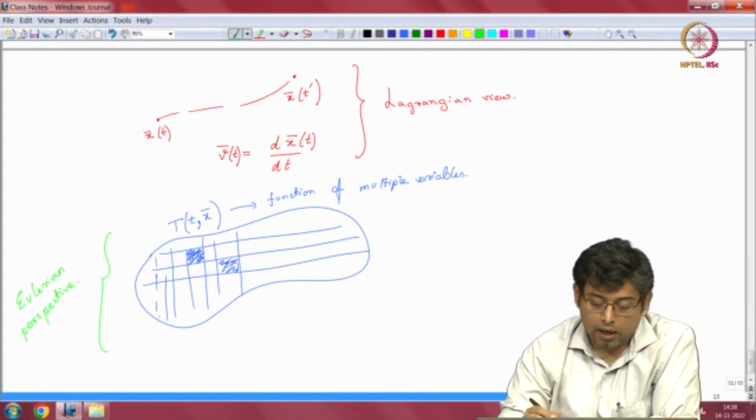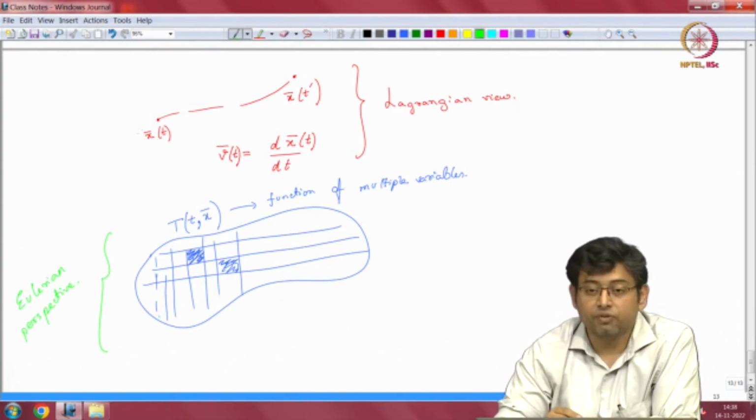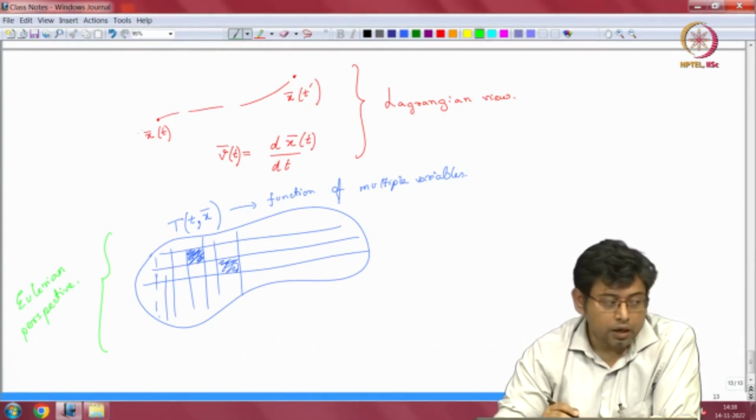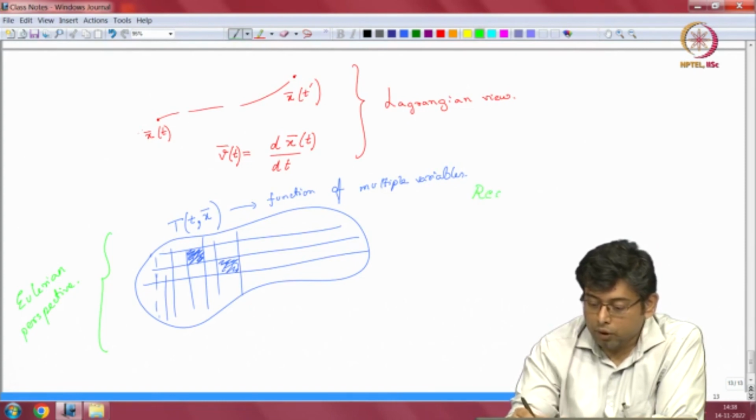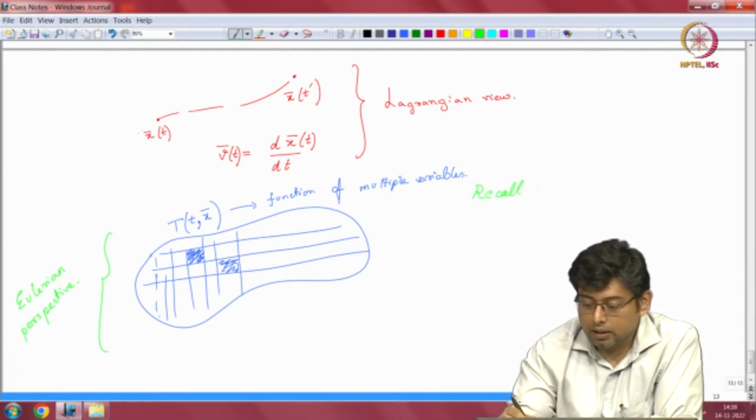So now what will happen is, if I want to take the derivative of my variable temperature here, it's not going to be as simple as the previous case, because now you have a function of multiple variables, you have to apply multivariable calculus. So recall, I am going to use a result from calculus.